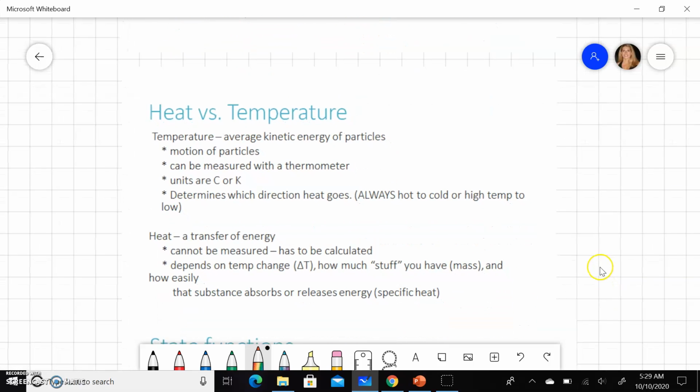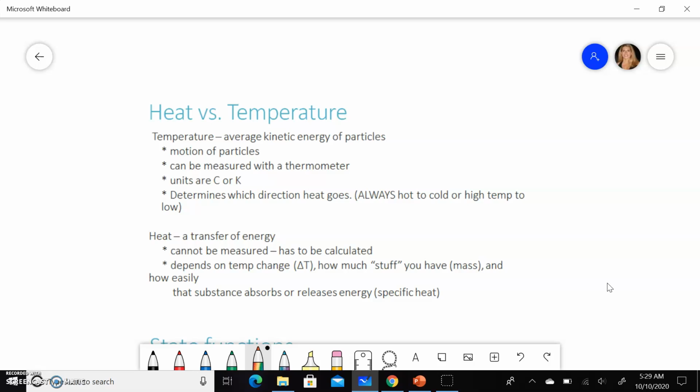All right, like I said, we need to talk about heat versus temperature because a lot of students have trouble identifying the differences between these. Temperature, the definition is the average kinetic energy of particles. So we're talking about how fast the particles are moving. Average is because not every particle is moving at the same speed. We can measure this with a thermometer, and we usually use degrees Celsius or Kelvin, and this is going to determine which direction the heat goes.